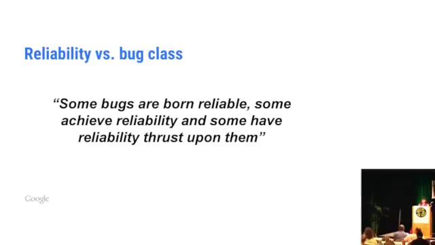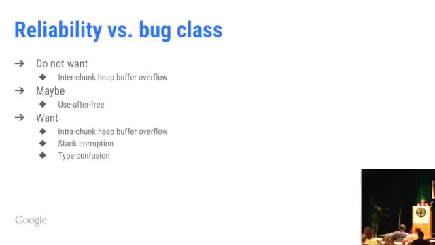There were some bugs that really lent themselves to reliability really well, and some of them we had to work a bit harder at. And the other part that is missing is that some bugs were born unreliable and will never be reliable, and there's nothing you can do to help them. So one such bug class we found was heap overflows that go over the chunk boundary.